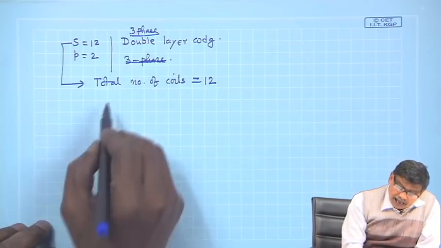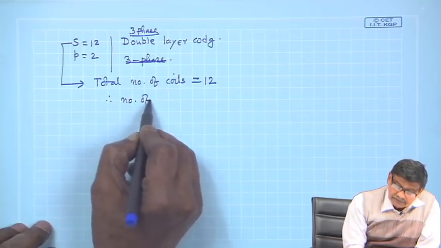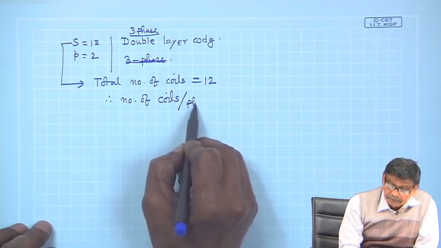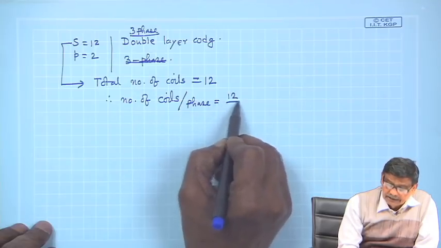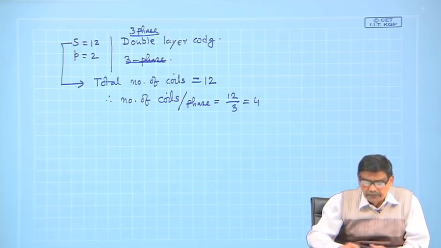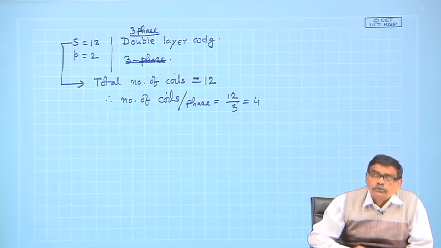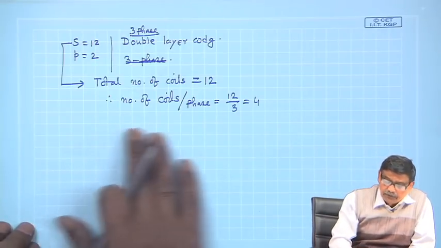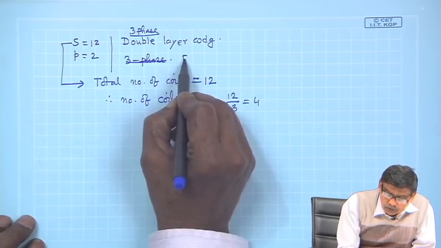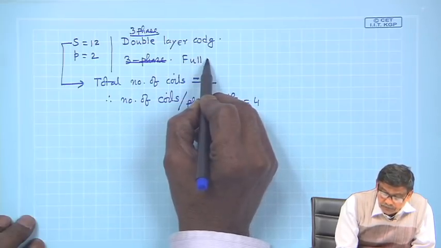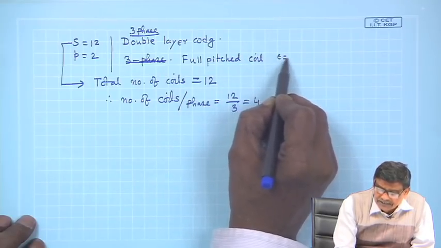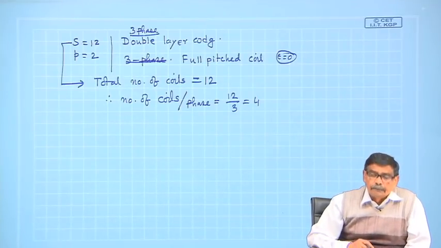Therefore, I can say that, as it is to be a balanced three phase winding, number of coils per phase must be 12/3, 4. These are very simple calculations. Total number of coils 12, R phase must be having 4 coils, Y phase, B phase will be having 4 coils each. Therefore, these are the things I know quickly. And also I tell you that I will make a full pitched coil, that is epsilon is 0.